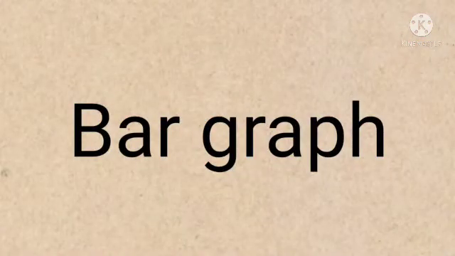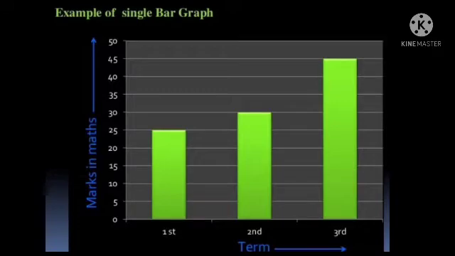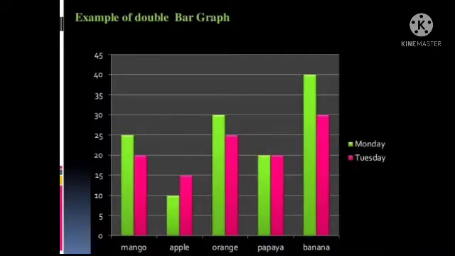The first one we are going to discuss is a bar graph. A bar graph is a chart with rectangular bars with lengths proportional to the values that they represent. The bars can be plotted vertically or horizontally. A vertical bar chart is sometimes called a column bar chart. Another example of double bar graph.